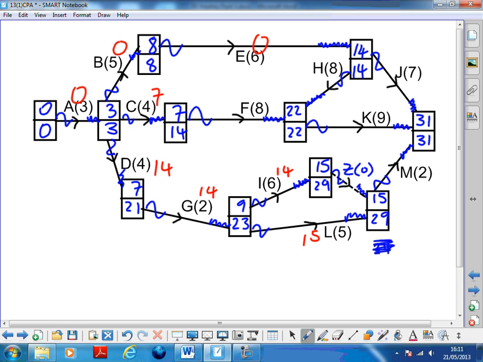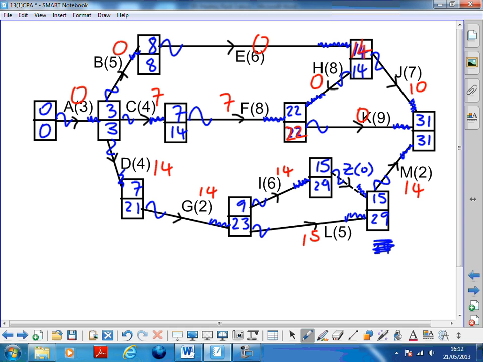Z doesn't have a float, it's not really an activity. Just ignore it for now, and on the next video we'll explain. F. 7 to 22 is 15, it's got a length of 8, so it's a float of 7. H, now H is going from 14 to 22, so that's 8, and its length 8, so that's no float. J is going from 14 to 31, and it is length 7, so that's a float of 10. K is going from 22 to 31, and it is a length of 9, so that's no float. So everything. No, M. M is going from 15 to 31, and it's got a length of 2, so it's got a float of 14.